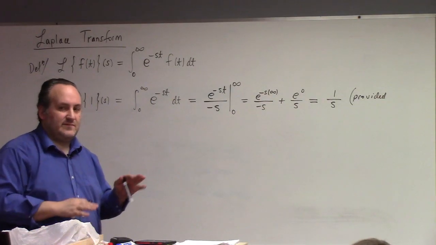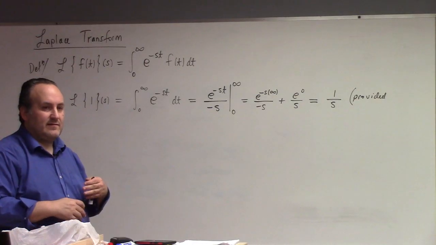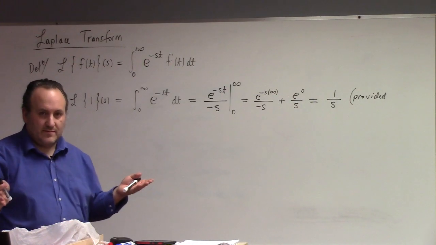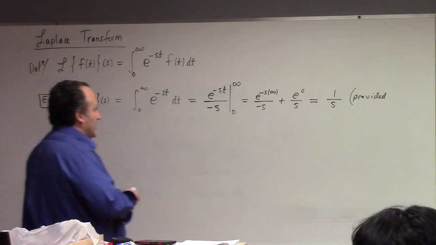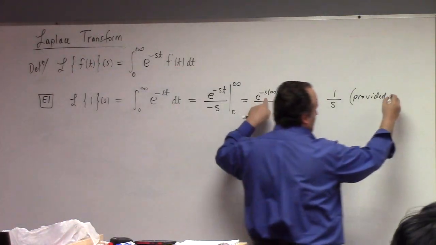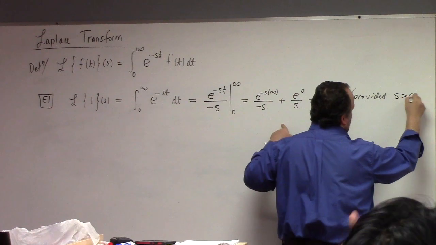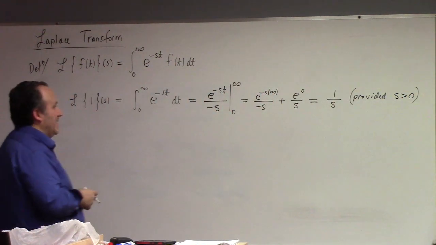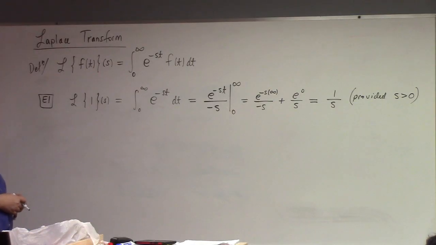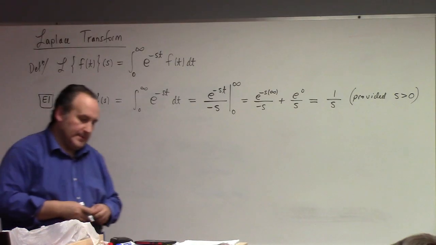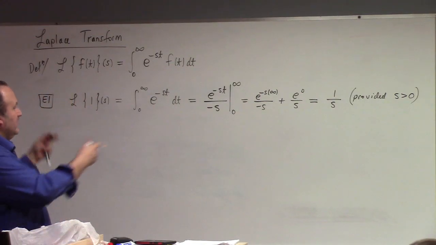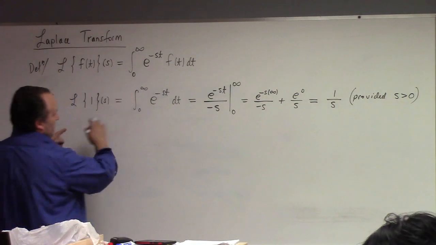if s was negative, would this work? We'd have like e to the positive very large number. Does that go to 0? No. So we must need the condition that s, the so-called frequency, is greater than 0. So electrical engineers will say s is the frequency domain, whereas t is the time domain, whatever that means. But for us, it's just going to be s and t. So there you go. The Laplace transform of 1 is just 1 over s.